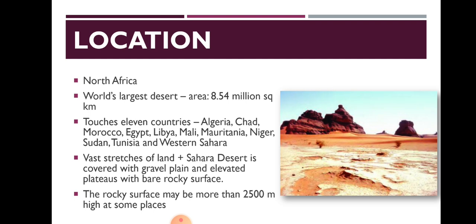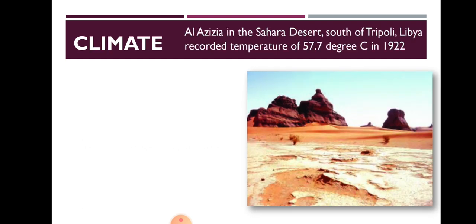While it is a vast stretch of land, Sahara Desert is covered with gravel plains and elevated plateaus with bare rocky surface. The rocky surface may be more than 2500 meters high at some places.